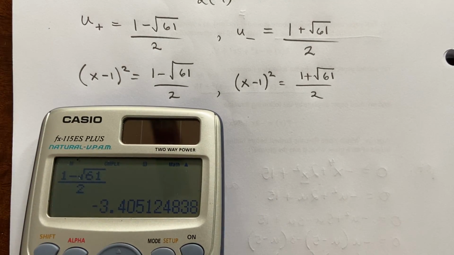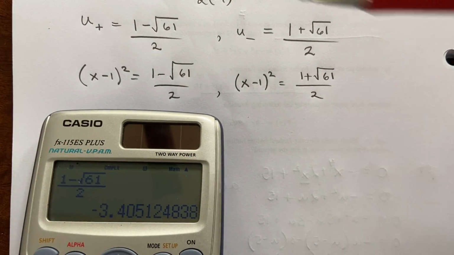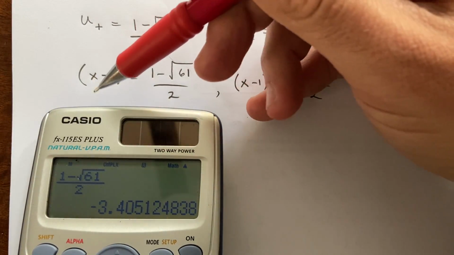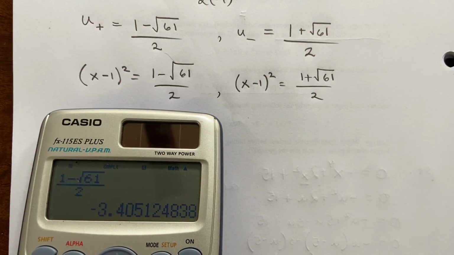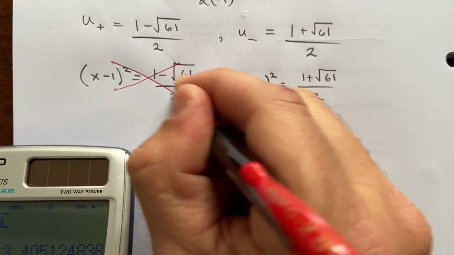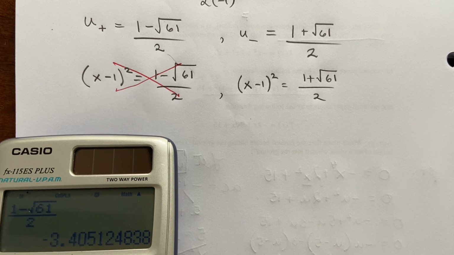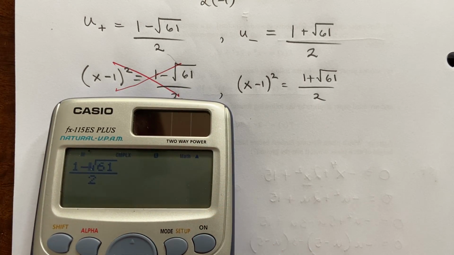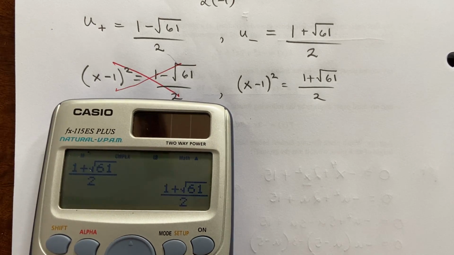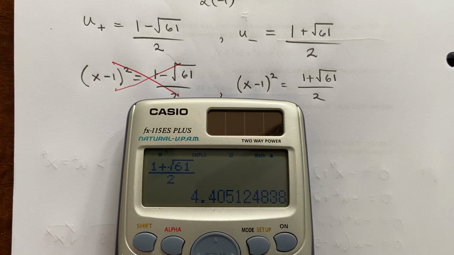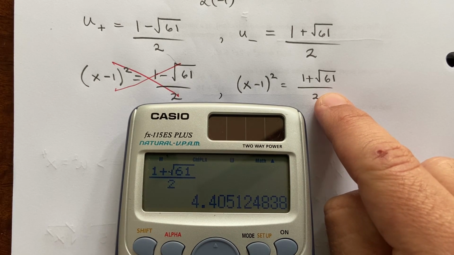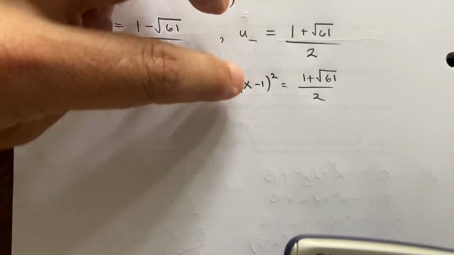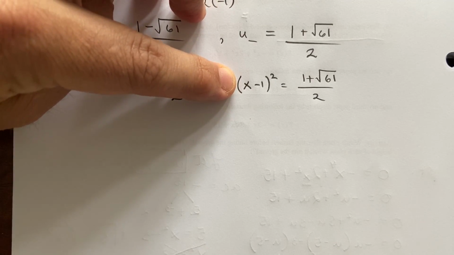So in other words, I have something squared, right? Something squared equals a negative number. So this is not real. This would produce an imaginary result. So this one does not produce anything real for this situation. For the other case, when I have a plus here, this is this positive number. So this one will produce something real. Okay? So this is the only one I'm going to work with going forward.